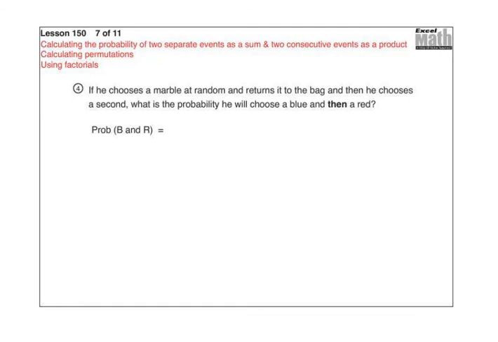Okay, if he chooses a marble at random and then he returns it to the bag and chooses a second, what is the probability he will choose a blue and then a red? Okay, so he's got these 4 marbles again. He's got green, red, yellow, blue, right? He's going to pick one and then put it back, and he wants to choose a blue and then a red, so the order matters. So these are permutations. We've already listed all the possibilities on the last page.